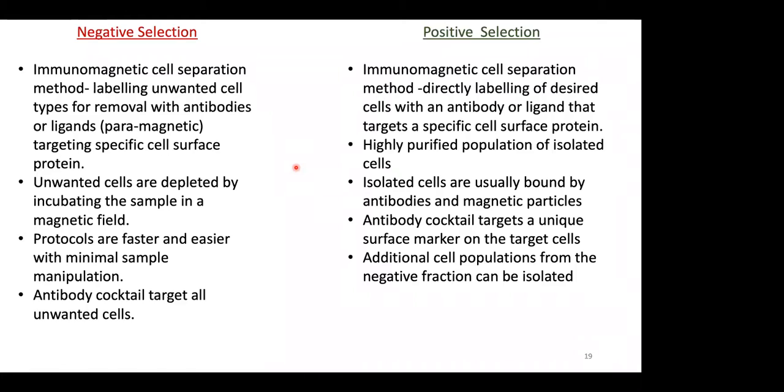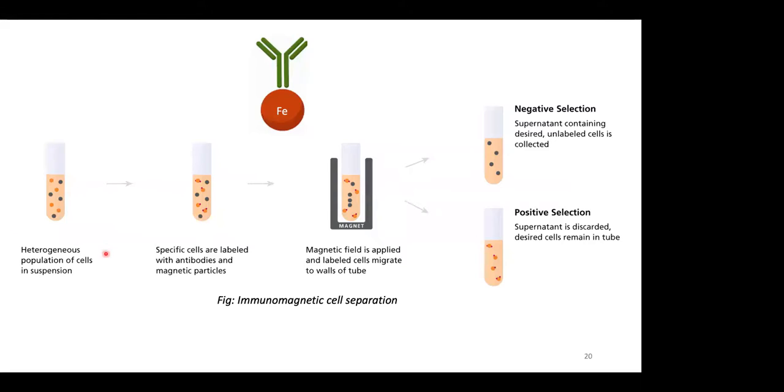With negative selection, your cell of interest is basically untouched and naive for you to work on. While in positive selection, the advantage is that you will have just pure CD4 and CD8 positive cells without any other contamination. So this is how it is done.